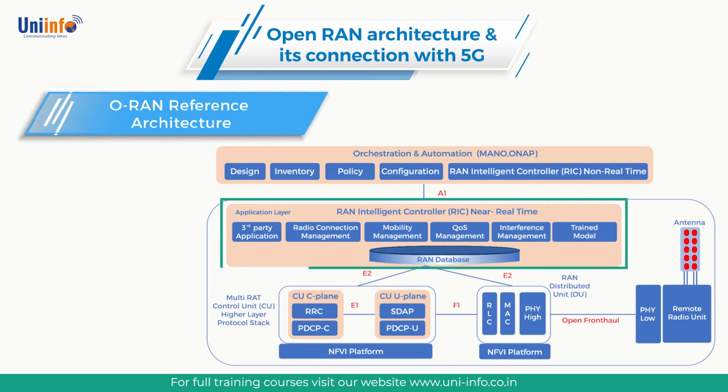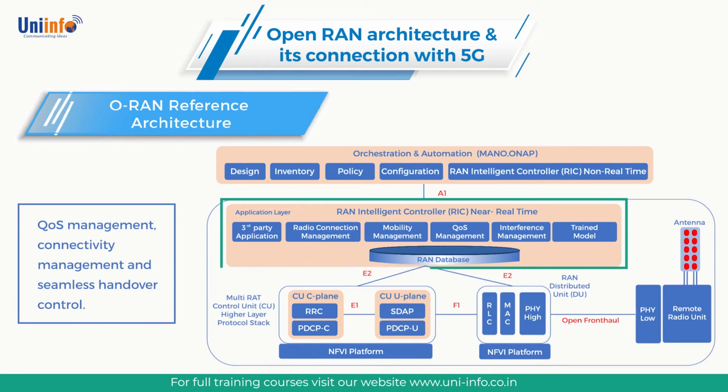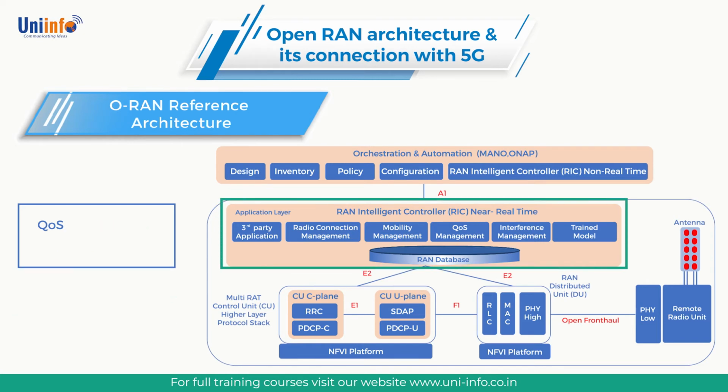This layer has the following functions. It provides new functions leveraging embedded intelligence such as QoS management, connectivity management and seamless handover control. The RIC near-RT delivers a robust, secure and scalable platform that allows for flexible onboarding of third-party control applications.